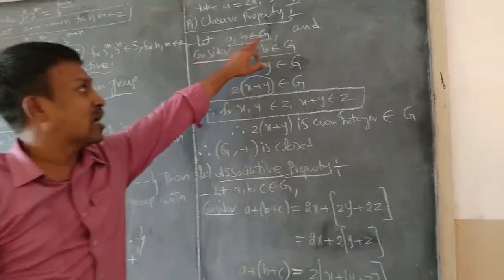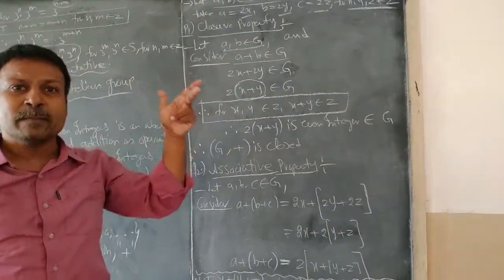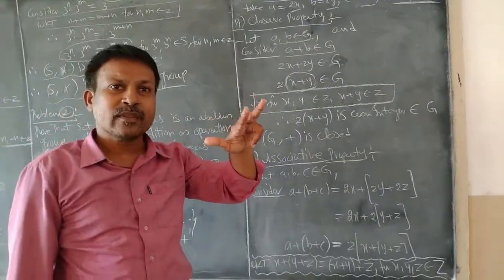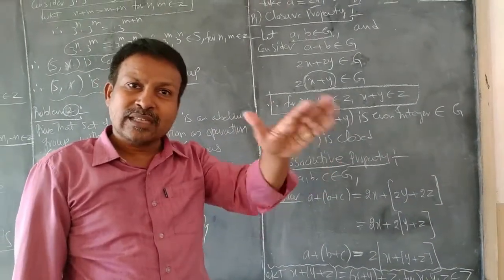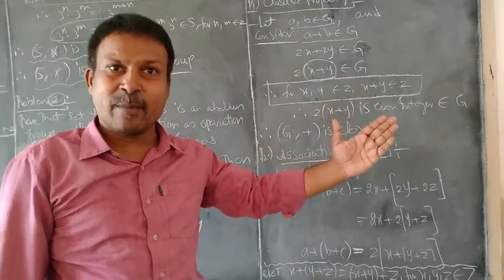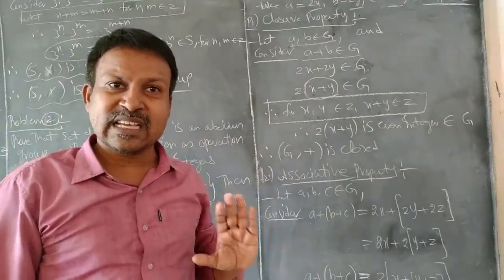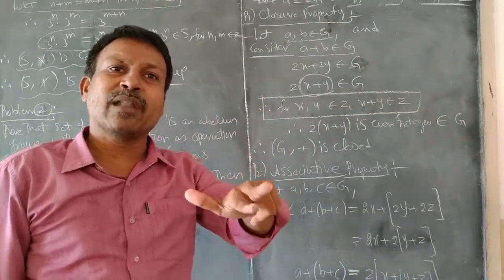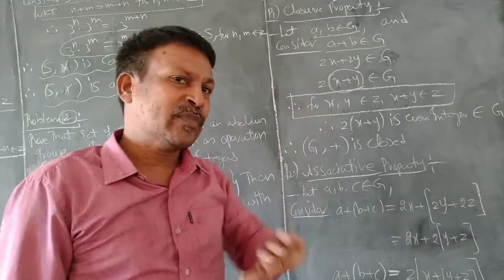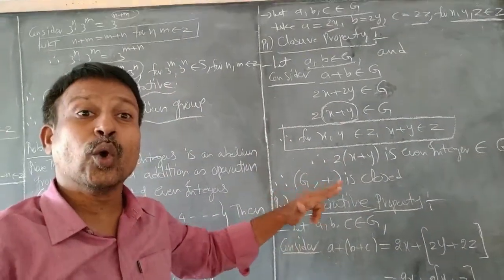So, for a, b belongs to G, a plus b belongs to G, where a is in the form of 2x, b is in the form of 2y. So, a plus b will be 2x plus 2y, and taking 2 common, 2 of x plus y. This 2 of x plus y is an even integer, and this even integer will be present in set G for x, y belongs to the set of integers Z. Therefore, here I conclude that G, plus is closed.